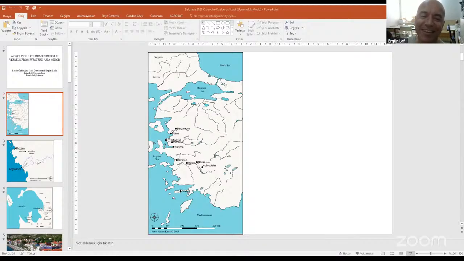So because it's a little bit problematic. Anyways, once you visit me in Izmir, then I'll take you to those places, because now I have a map of places where we have these main pottery production centers in Western Asia Minor.